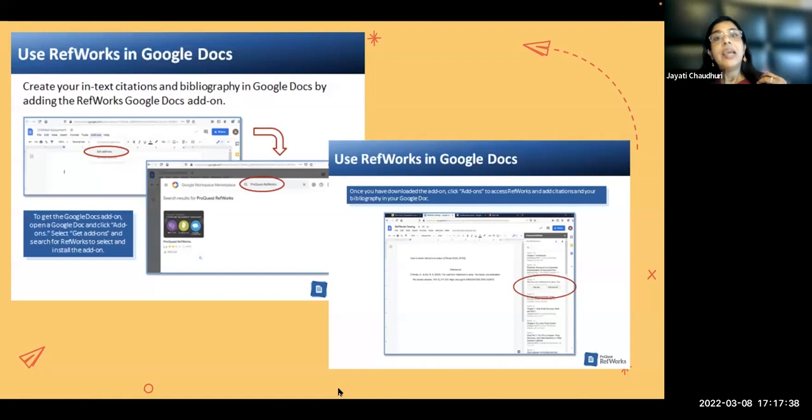It's that quick. And once it is installed, once you select RefWorks from your add-ons option, on the right-hand side, you will see on the sidebar all the citations. And again, RefWorks will be able to insert all your in-text citations and your references together. And you can see all your citations on the right-hand side. There are two buttons: you can click on Cite This, or you can edit it.